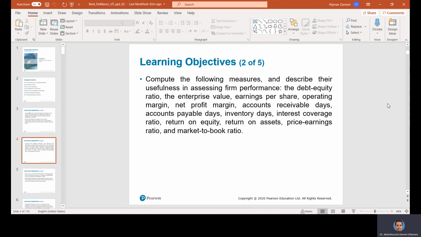Compute the following measures and describe their usefulness in assessing firm performance: the debt-equity ratio, the enterprise value, earnings per share, operating margin, net profit margin, accounts receivable days, accounts payable days, inventory days, interest coverage ratio, return on equity, return on assets, price earnings ratio, and market to book ratio.